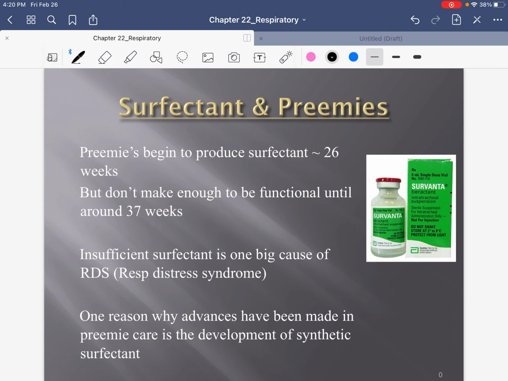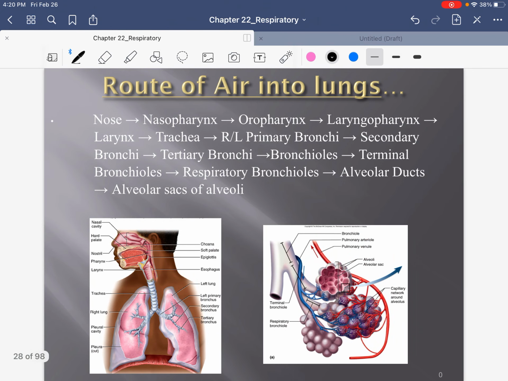But one of the big problems in that advancement is that premature babies only start to produce surfactant around 26 weeks, and they don't really make enough to be functional until 37 weeks. So that's one primary reason why preemies that are premature enough haven't been able to function outside the body, because they don't have enough surfactant. Now, in the NICU, we can actually deliver some surfactant to help them, which is pretty cool. But again, not on the test.